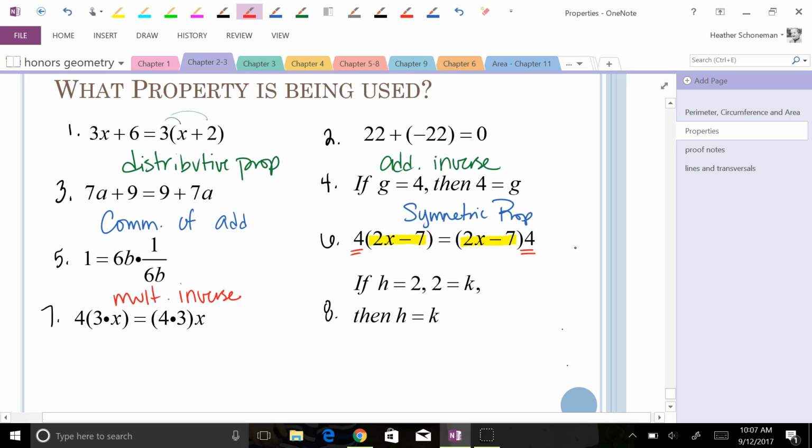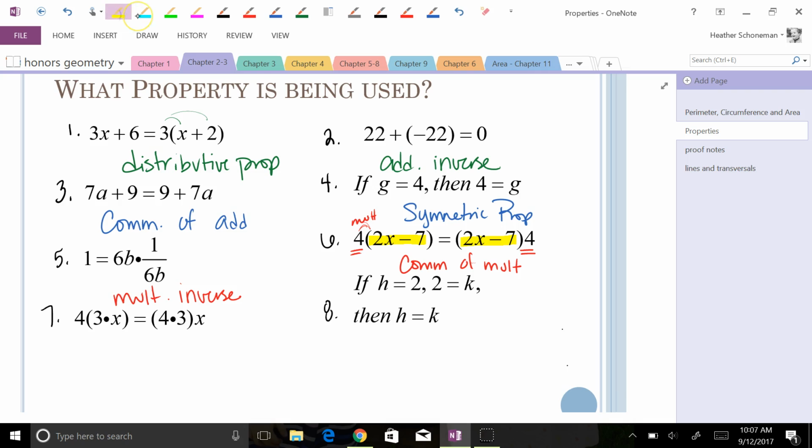First it's in the beginning, then it's in the end. So if we change the order, it's the commutative property. And since this 4 is right next to the parentheses, that means multiply. So it's the commutative property of multiplication.